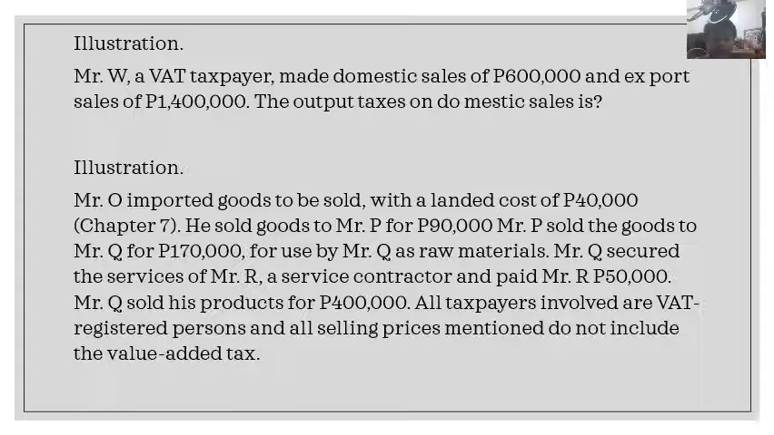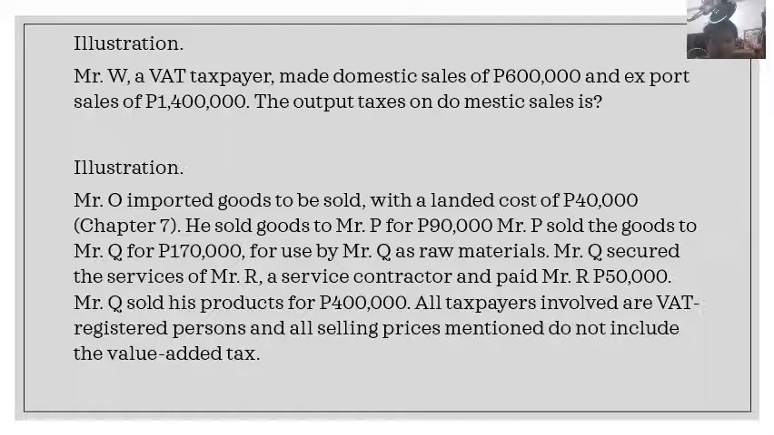Tapos, nung binilian ni Mr. P kay Mr. O, yung nakaraang transaction, nagbayad siya ng tax na meron siyang binayarang na tax na 10,800. So, 20,400 minus 10,800 is equal to 9,600.